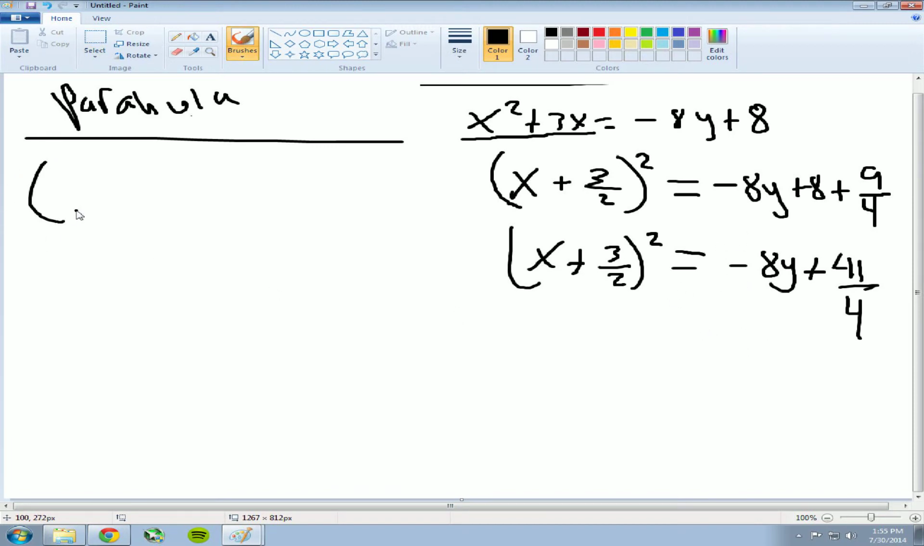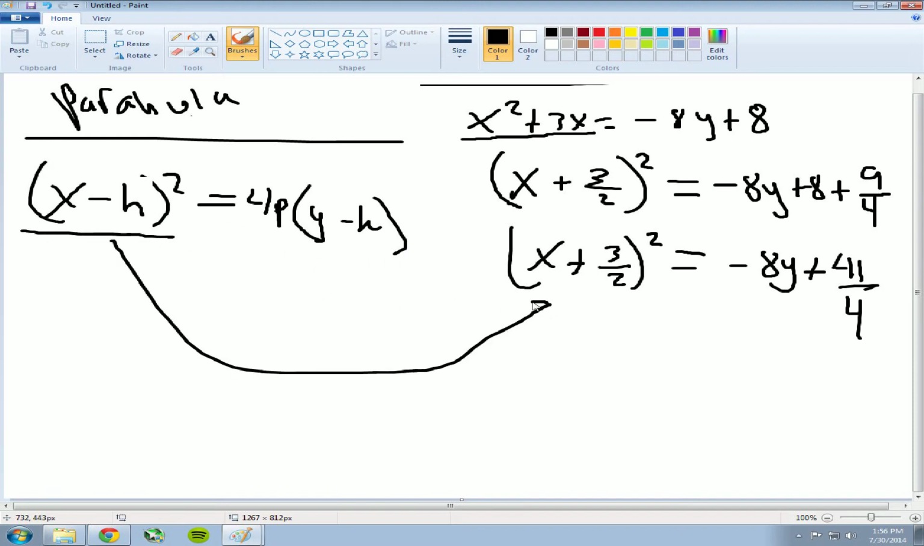So right now the goal is to get this: x minus h squared equals 4p times y minus k. So we got this part correct. Now we just have to get this part. How do we do that? Well, we've got to get y by itself, so we're going to pull out a negative 8. When you pull out negative 8 from here, what you're actually doing is dividing by 8. So it's going to be y minus 41 over 32.